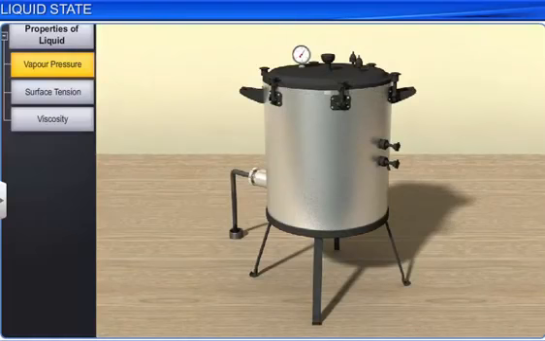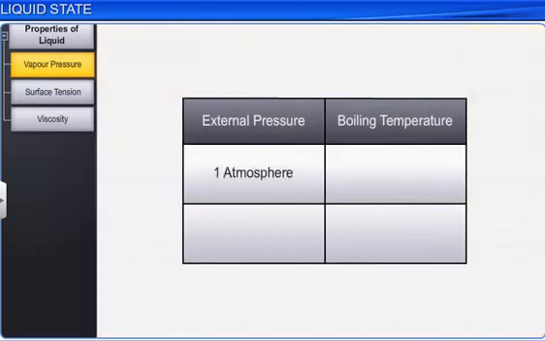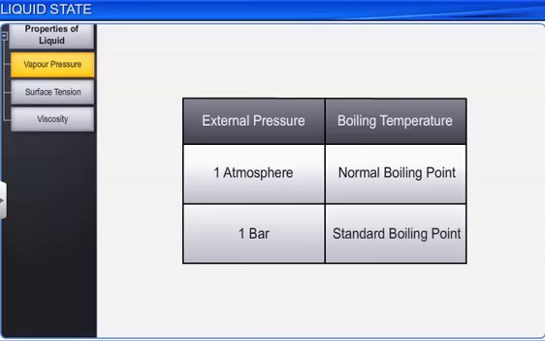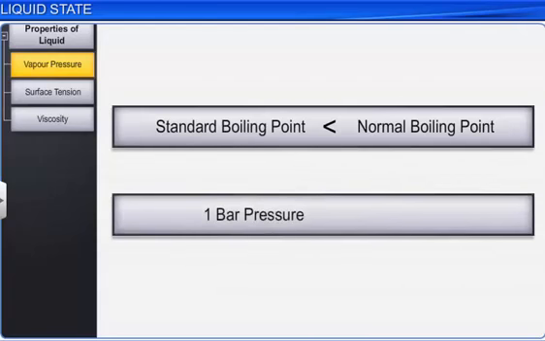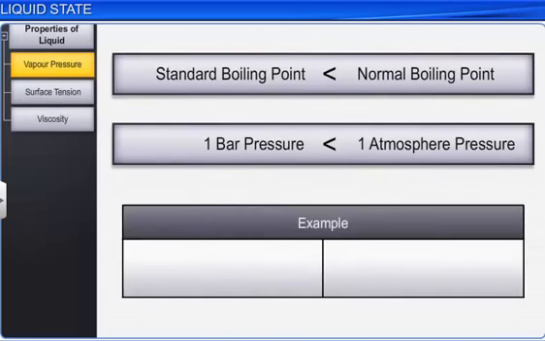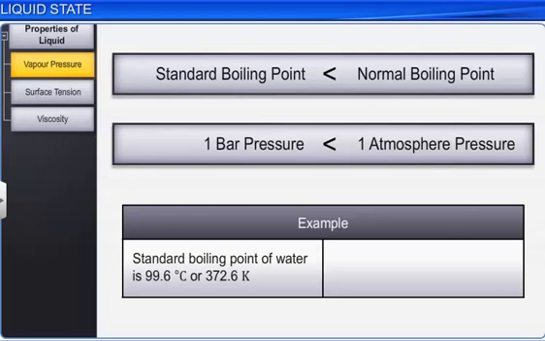If the external pressure is 1 atmosphere, the boiling temperature is called the normal boiling point, and if the external pressure is 1 bar, the boiling temperature is called the standard boiling point of the liquid. The standard boiling point of a liquid is slightly lower than the normal boiling point, as 1 bar pressure is slightly less than 1 atmosphere pressure. For example, the standard boiling point of water is 99.6 degrees Celsius or 372.6 Kelvin, and normal boiling point of water is 100 degrees Celsius or 373 Kelvin.